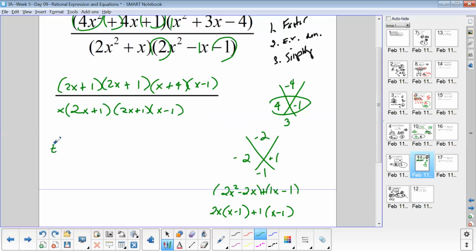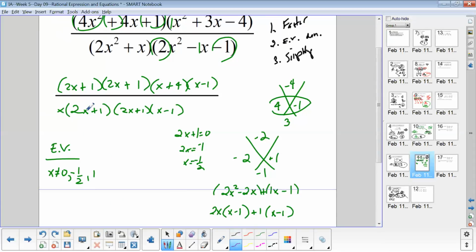What are the excluded values? Those go to the denominator. I see just a lone x, so that means x cannot be 0. I see repetition between, so that means 2x plus 1 is equal to 0. Subtract the 1. X cannot be -1/2. And then this one right here, x minus 1, so x cannot be 1. So those are the excluded values.